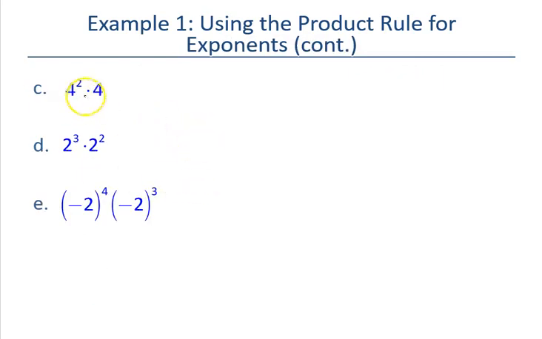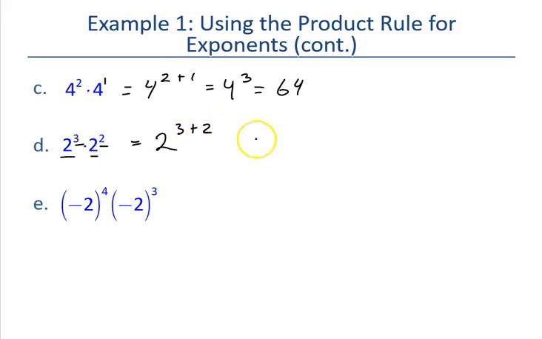Let's continue on. Okay, we've got 4 squared times 4. Well, notice we've got same bases here, so that's going to be 4 to the power of 2 plus, right here I have a power of 1. Okay, well, that's going to be the same thing as saying 4 cubed, and that's going to end up equaling 64. Okay, once again, I've got two bases that are the same, so I'm going to just write those down. Now I've got two powers. Well, that's going to be 3 plus 2. Well, that's going to end up being 2 to the power of 5. And we evaluate that, we're going to get 32.